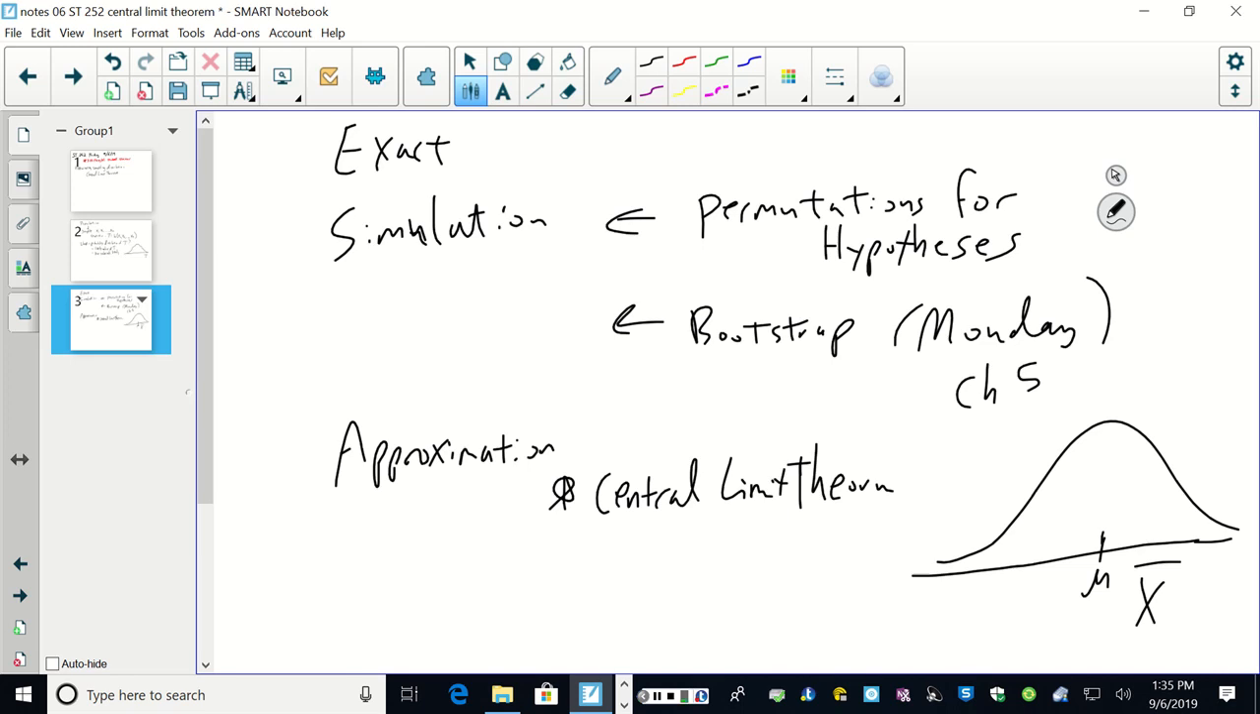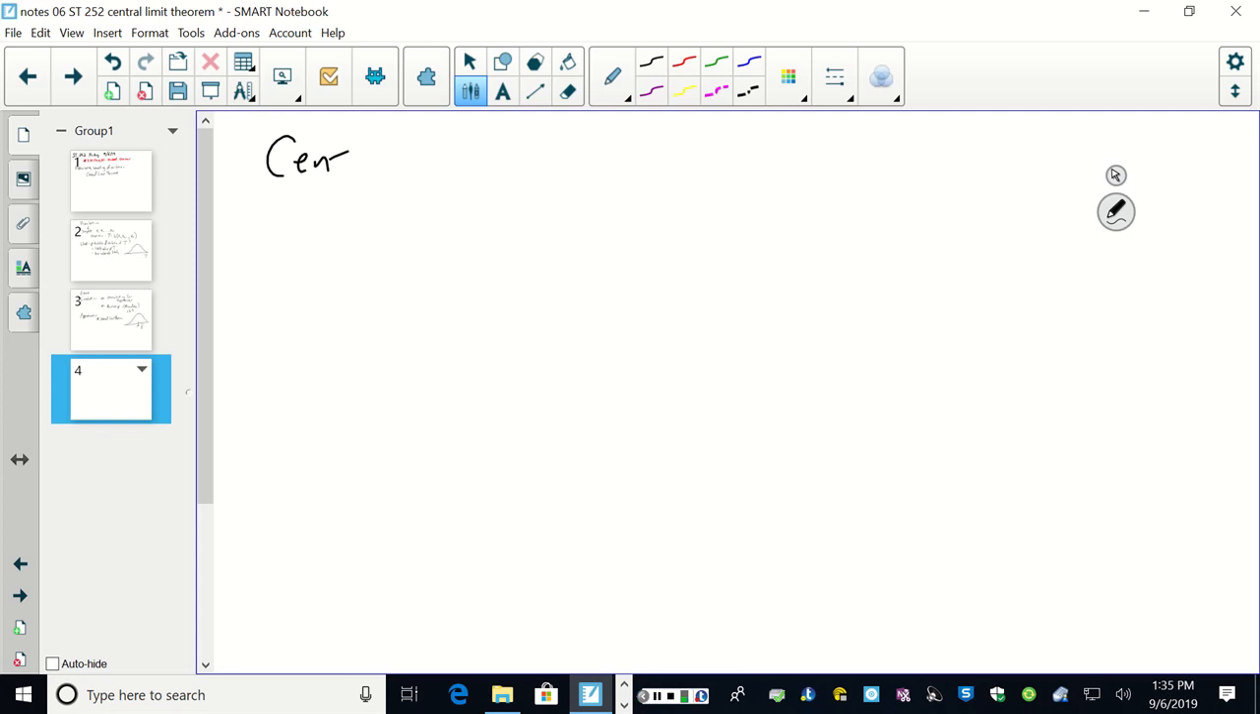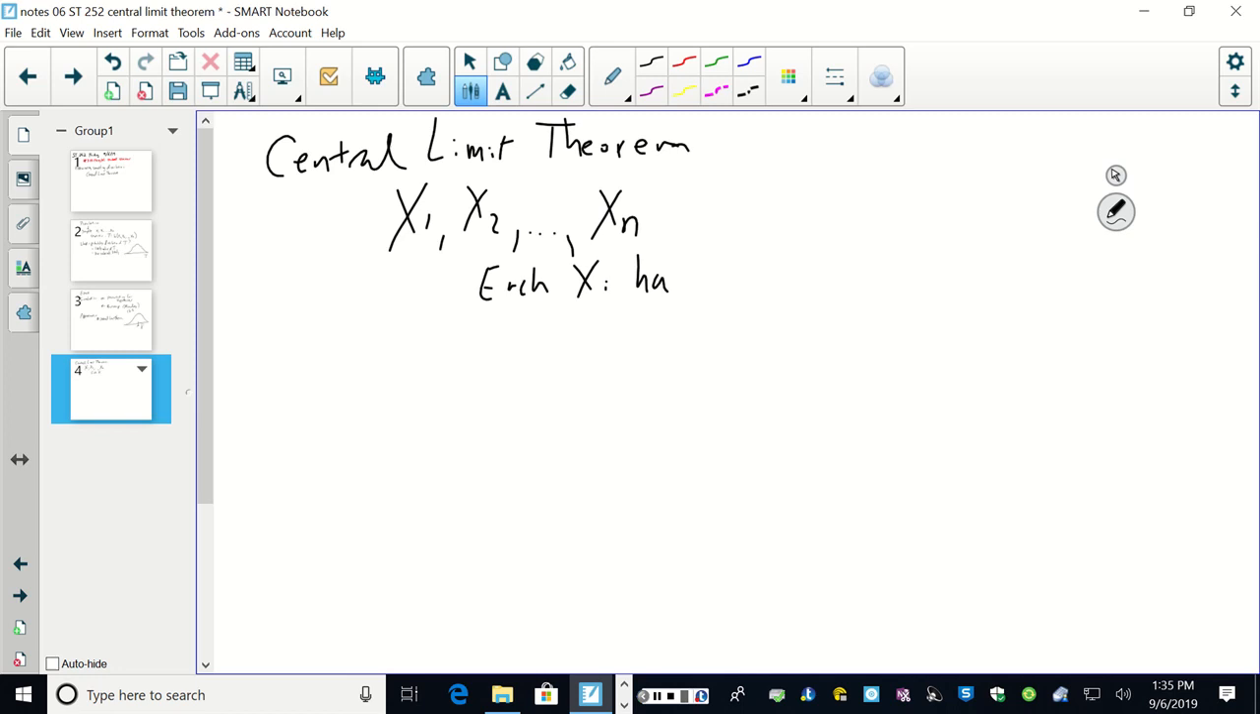So, central limit theorem. It is a theorem proved in probability theory, and basically says something like this. If you have some observations, x1, x2, up to xn, and each xi has a mean given by mu, that is, this is the population mean.